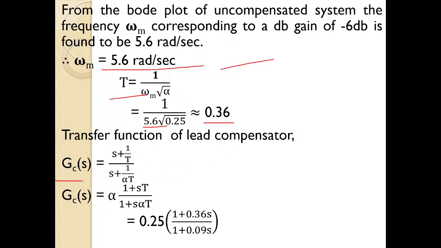Now what is the transfer function of the lead compensator? GC of S equal to S plus 1 by T by S plus 1 by alpha T. Just rearrange the terms. What is it? Alpha into 1 plus ST by 1 plus S alpha T. You know the T value, you know the alpha value. Substitute it and simplify. You will get this equation. Okay, this is the equation that you will get. Just write it down.